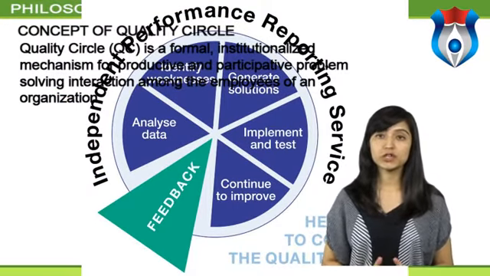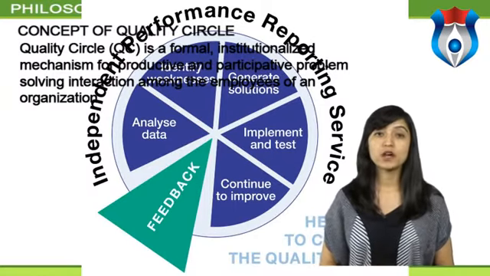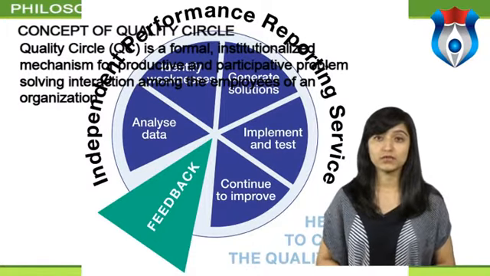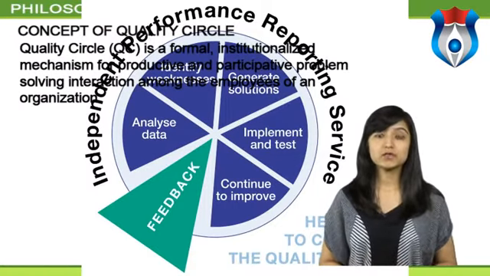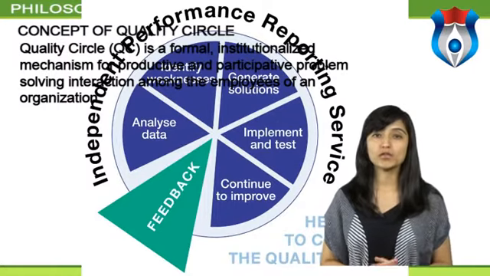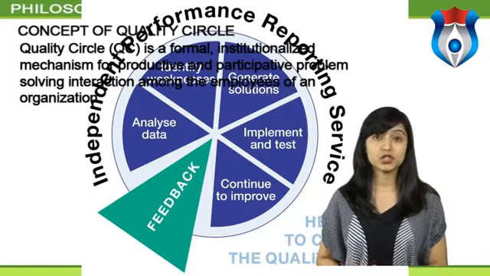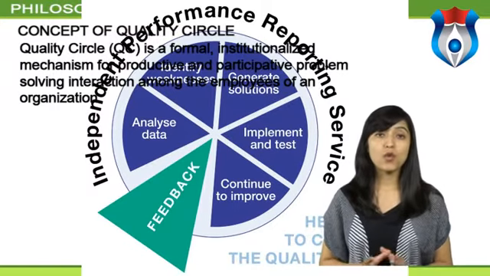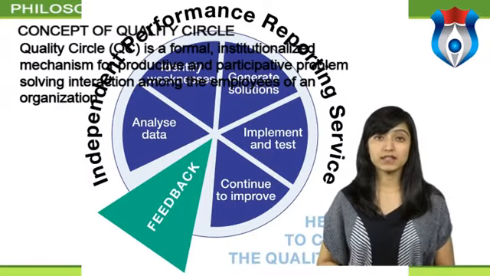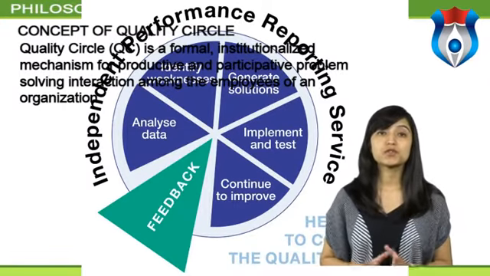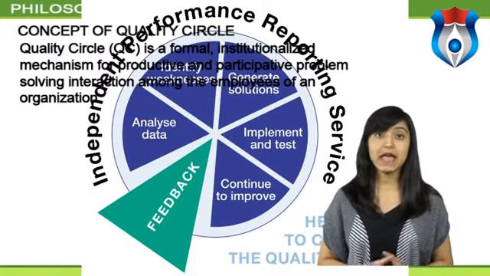Quality circle, QC, is a formal, institutionalized mechanism for productive and participative problem-solving interaction among the employees of an organization. The QC consists of a small group of employees from all levels of the existing hierarchical structure within an organization, voluntarily involved in the process of identifying, analyzing and formulating solutions to various technical, manual and automation related problems encountered in daily work life.